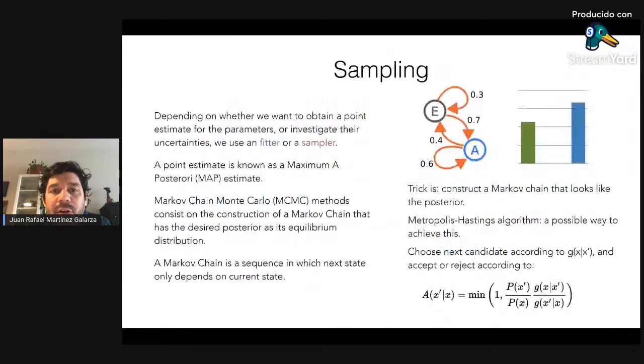And then after that, I'm going to talk to you about how you deal with complicated posteriors. So once you get your posterior distribution for your model parameters, how do you calculate that posterior? How do you get a sample from that posterior? And I'm going to introduce MCMC sampling. And that's going to be the last thing before we go to the practical session.